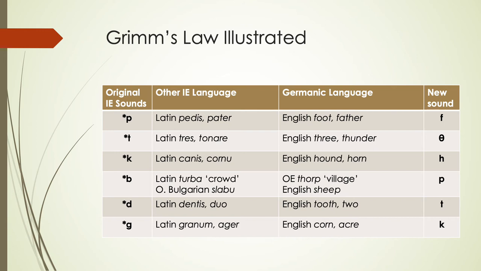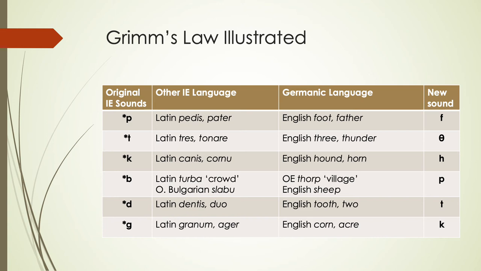So this is something that in, for instance, the Old Bulgarian word for slabu becomes sheep, so the b becomes a p. Words in Latin like dentis or duo becomes tooth or two. And then granum, agar becomes corn, acre. And so we're seeing those voiced ones becoming voiceless.